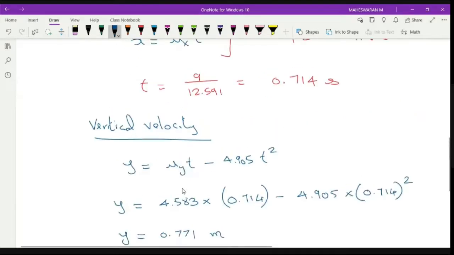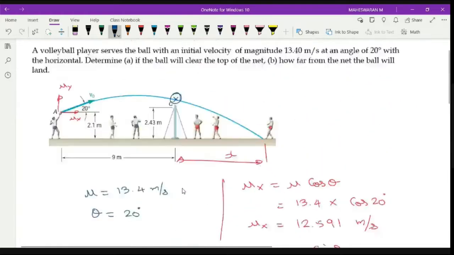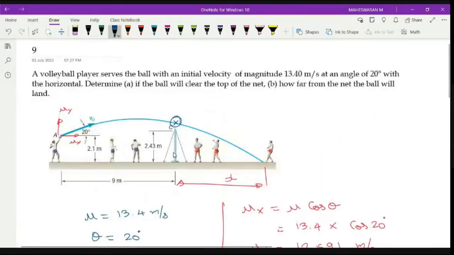So don't think that your y is lesser, which means it will be hitting this net, because here you have to look after this one. So my y distance is from this location, right? So make sure your y distance is from this location. From this, it is a positive value of 0.77, right? So totally it is 2.1 plus 0.77. I think it is greater than 2.43, right?